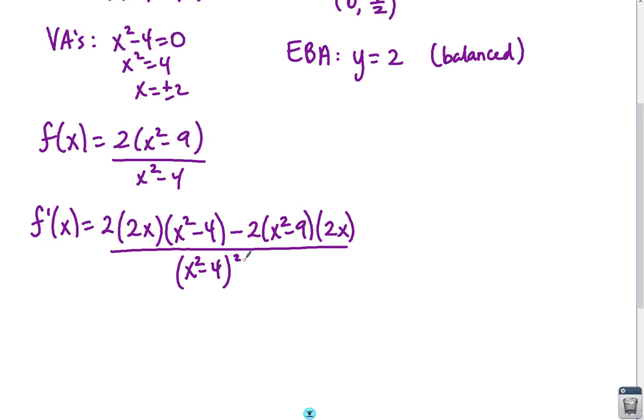Okay, I'm not seeing any way to clean that up just yet, or I don't think I can simplify anything, so I'm going to go ahead and just multiply all of this out. I'm going to have 2 times 2x is 4x times x squared, so 4x cubed. And then the 4x times negative 4, so minus 16x. And then 2 times x squared, so 2x squared times 2x, so 4x cubed. And then negative 2 times negative 9, so that's positive 18 times 2x, so plus 36x.